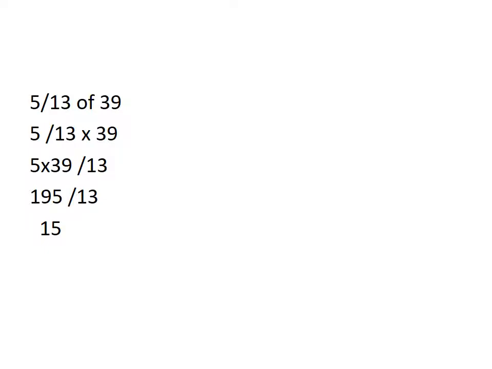Now see question number 3. 5 by 13 of 39. 5 is numerator and 13 is denominator. Of means multiplication. 5 by 13 multiplied by 39. 5 multiplied by 39 divided by 13.